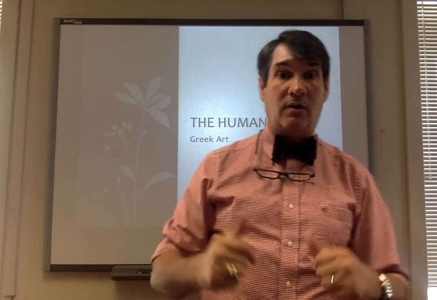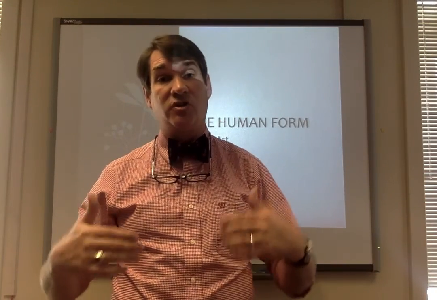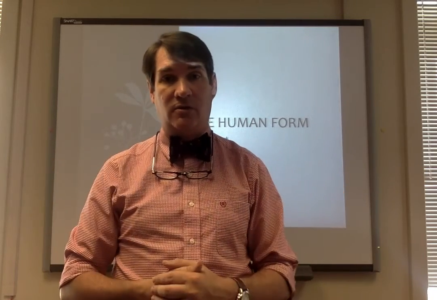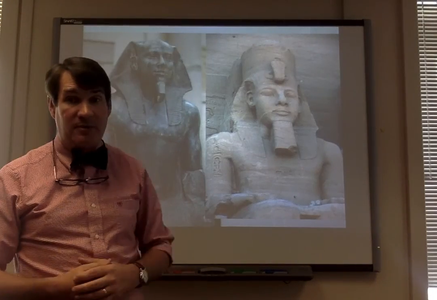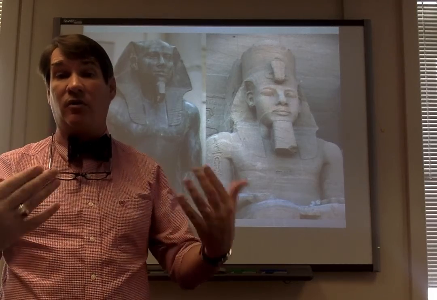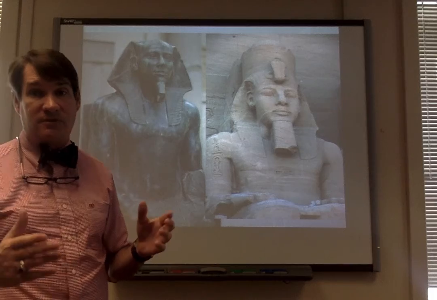So here we go. This is the human form, and one of the things that's important about Greek art is to understand how they saw not only the world, but how they saw and sculpted and painted the human body. So let's start not in Greece, but in Egypt, right? Because Egypt and Greece are going to have a lot of influence on each other, especially early on in Greek history, right? And so what we have here is two statues of pharaohs.